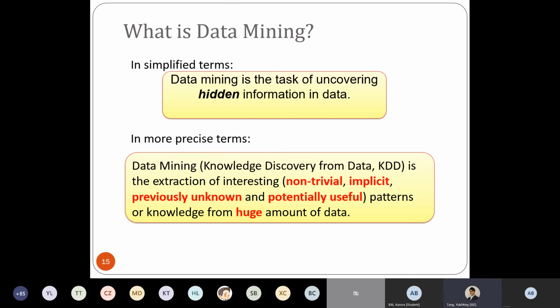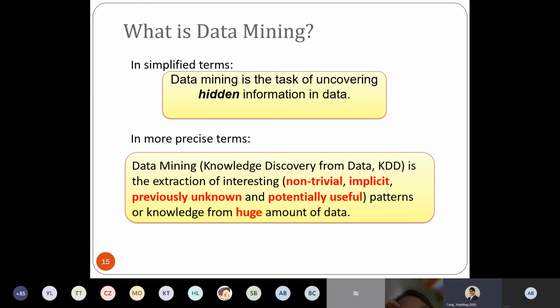So remember, what is data mining? After you play this game, you know what's data mining. So data mining is the task of uncovering the hidden information in the data. So what is the hidden information? Like the non-trivial, implicit, previously unknown, potentially useful. So these are the core hidden information. That means if you can find out the answer very easily, that is not hidden information. Remember, data mining is to extract those hidden patterns or information.